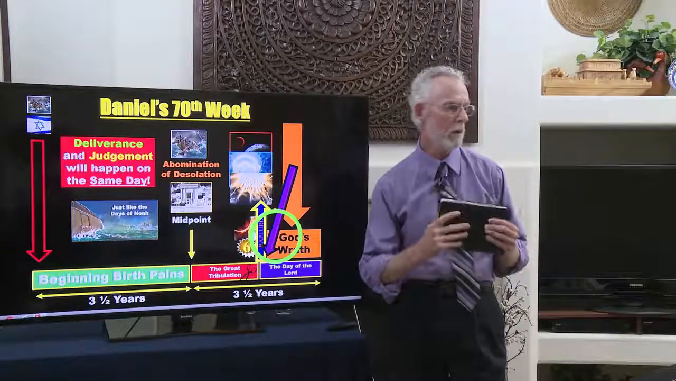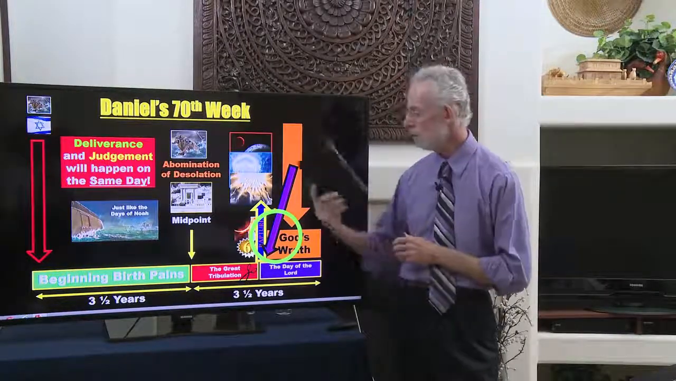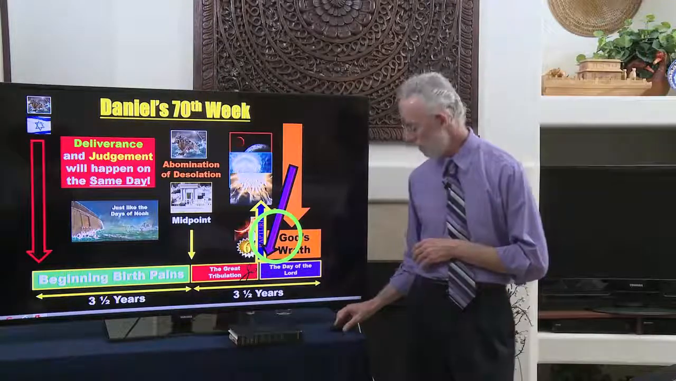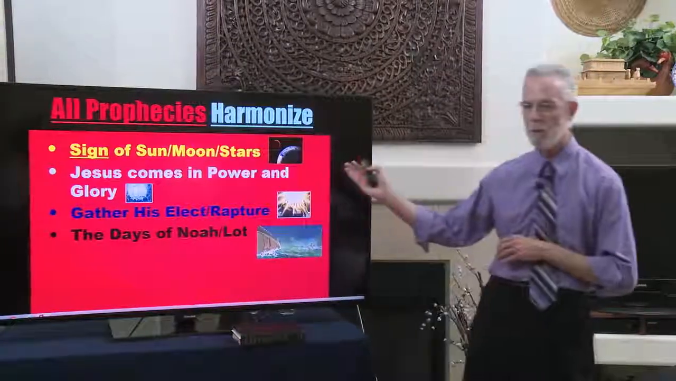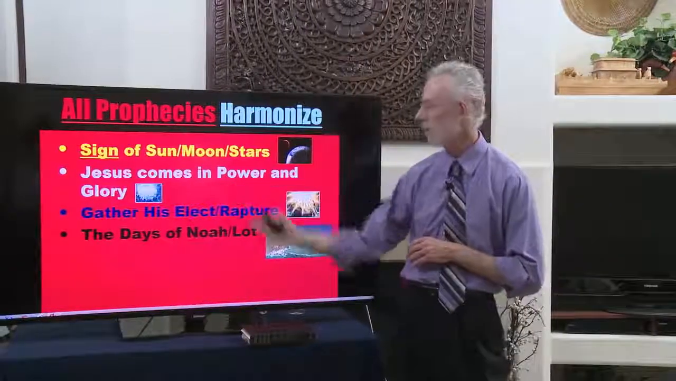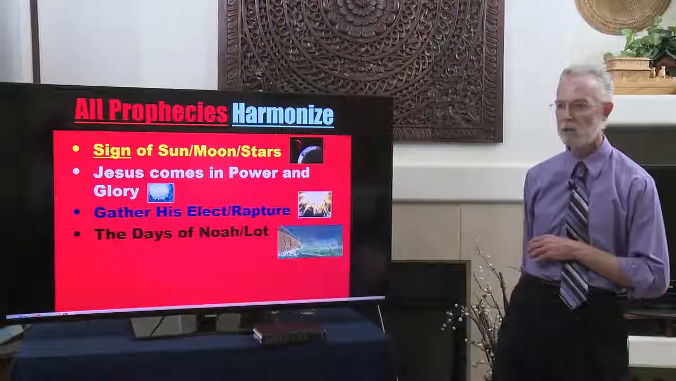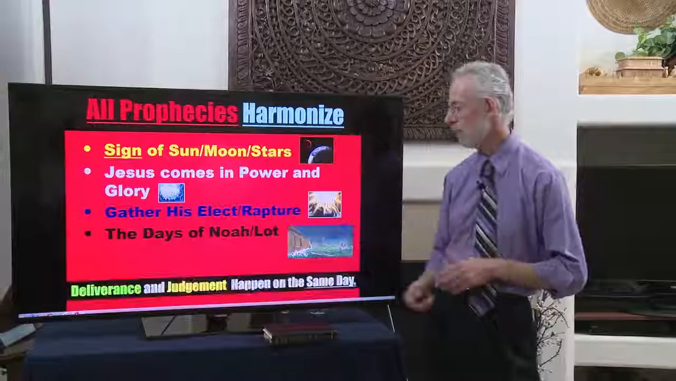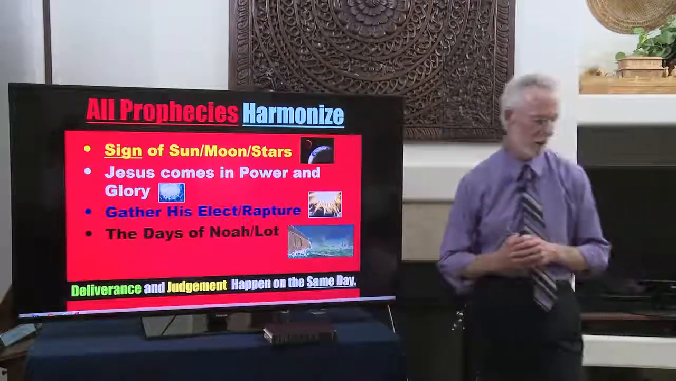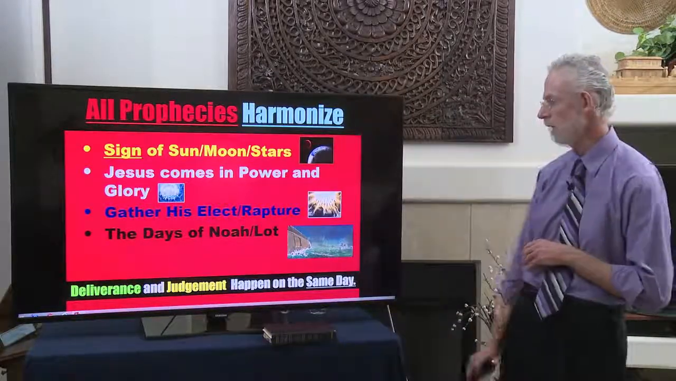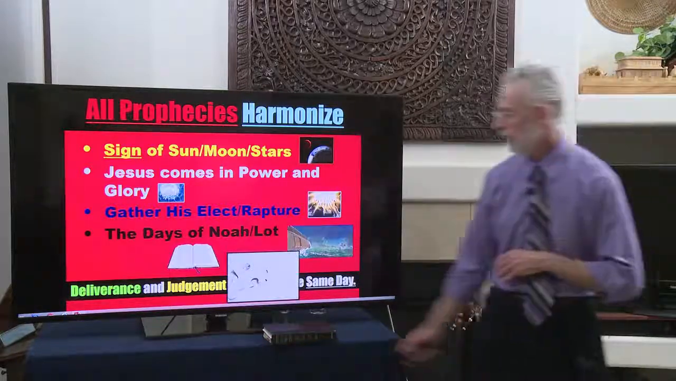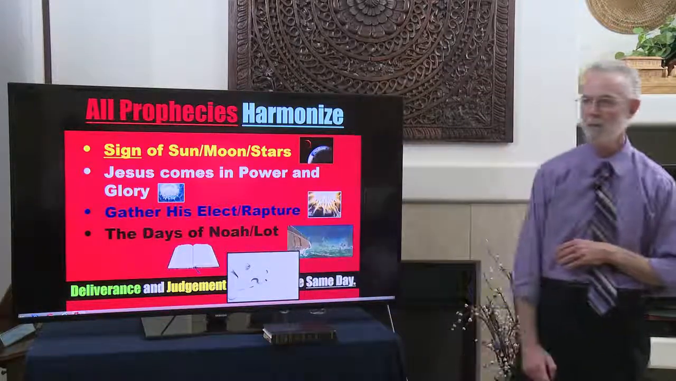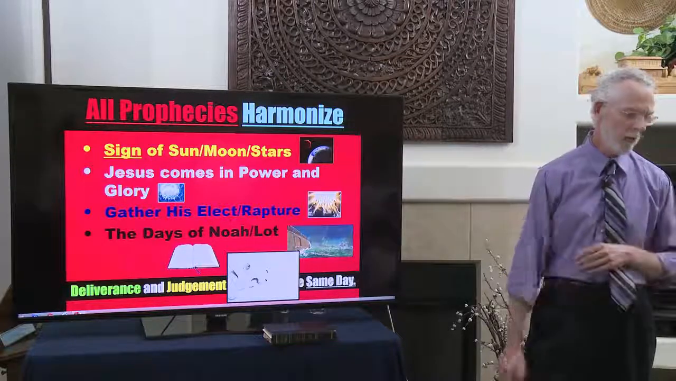If we just open it up and let it speak for itself, look at this harmony. Perfect harmony. All the prophecies harmonize. We have a sign in the sun, moon, and stars. Jesus comes in power and great glory. He gathers his elect. He raptures the church. It'll be just like the days of Noah. We have deliverance and judgment happening on the same day. How powerful is that? That's amazing. But that's what happens when you let the Bible interpret itself. It just goes together like pieces of a puzzle.